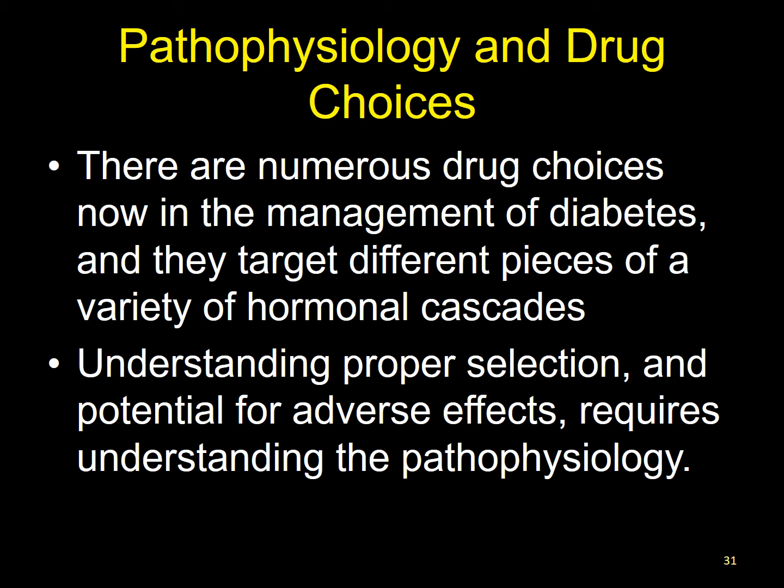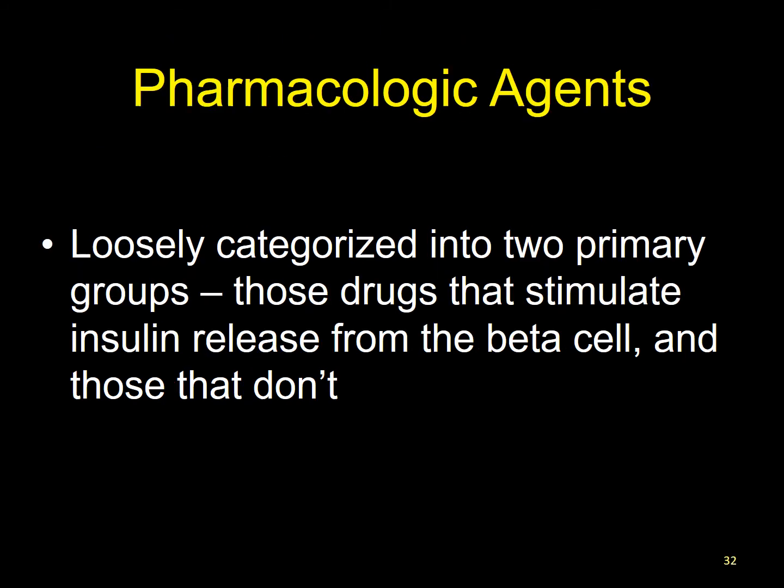We want to preserve the beta cell, right? Because the more hyperglycemic somebody becomes, the more intracellularly hypoglycemic they are, and then the body thinks they're hypoglycemic and it keeps cranking out more sugar, and it just becomes a giant mess. So let's take a look at some of these drugs.